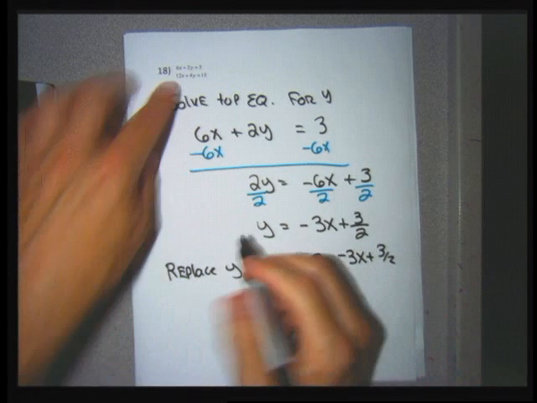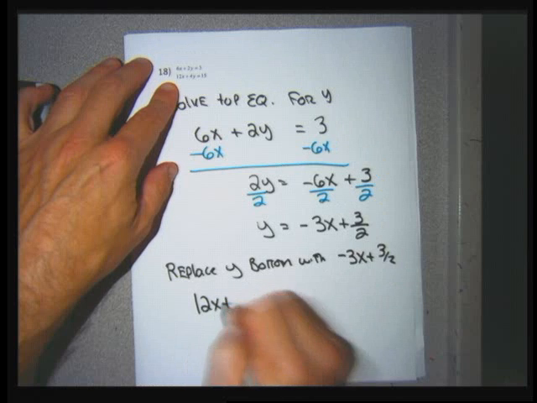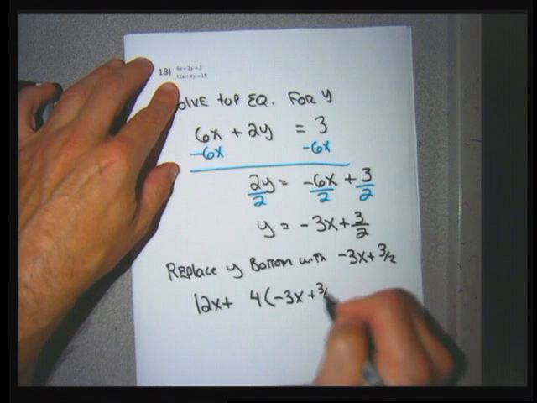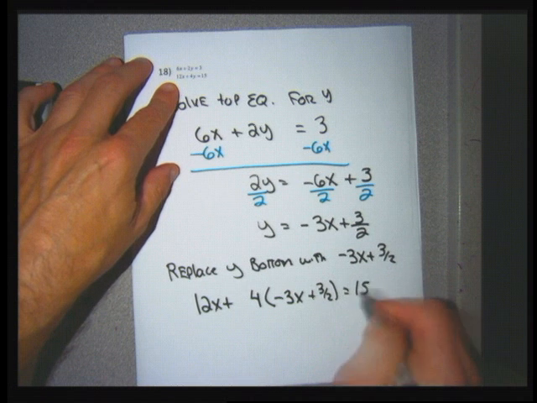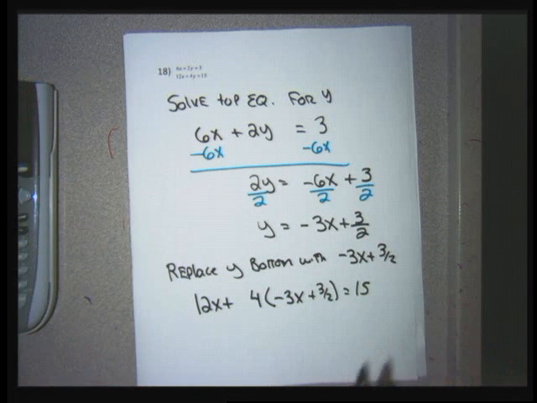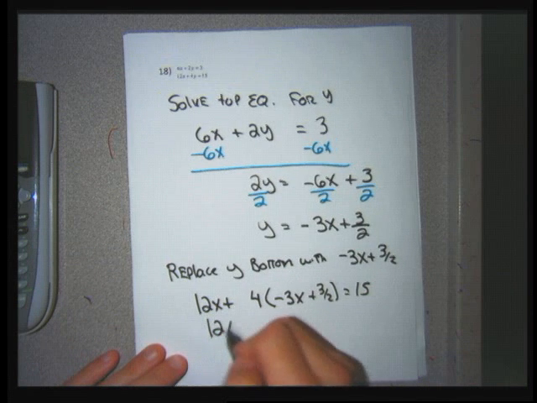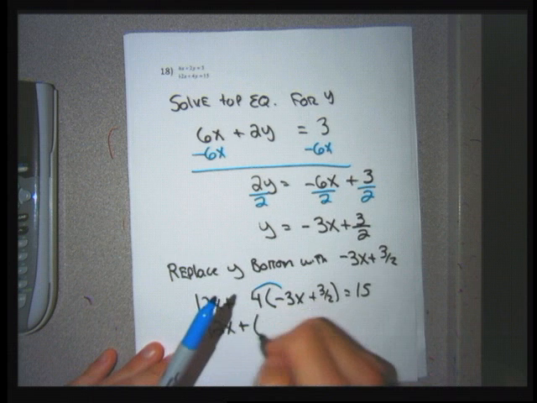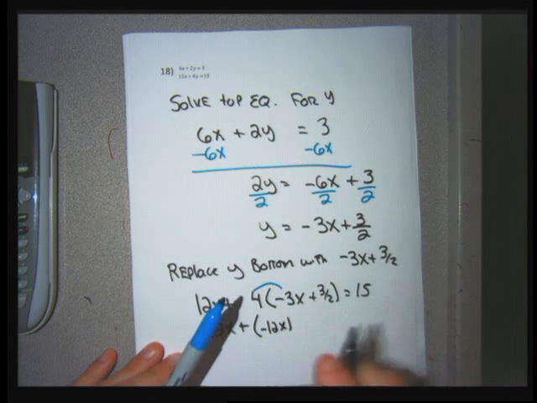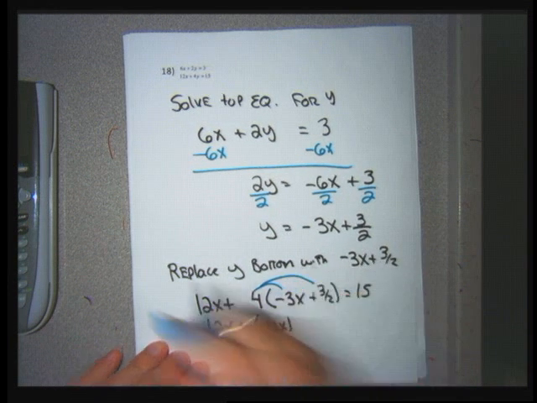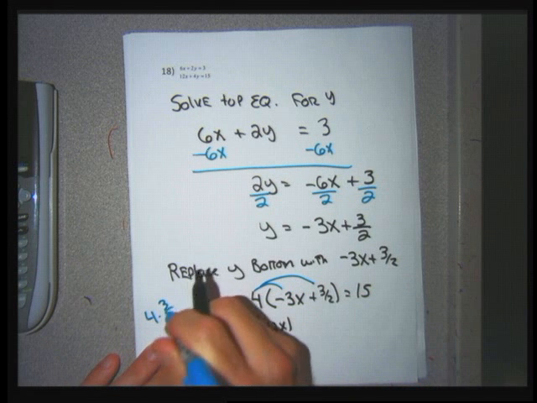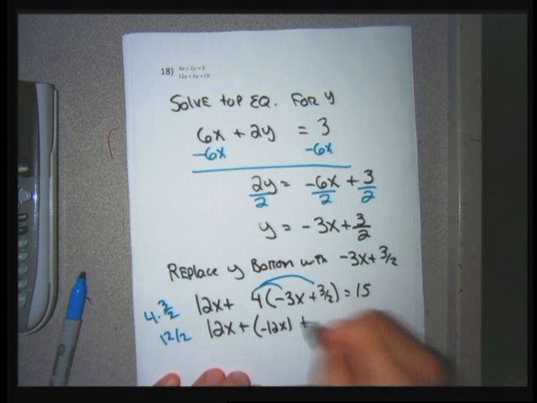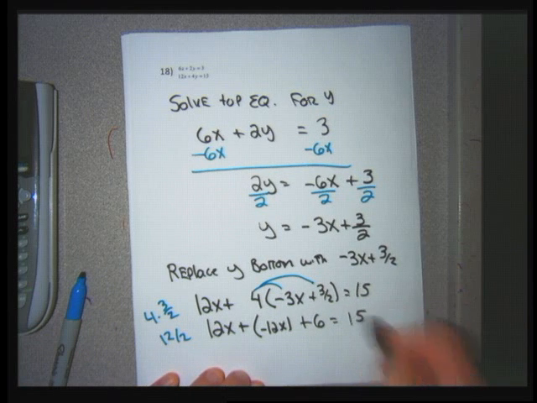So I'm going to go 12x plus 4 times negative 3x plus 3 halves equals 15. I'm going to clear the parentheses. So 12x plus, and then 4 times negative 3x is going to be negative 12x. And then 4 times 3 halves is 12 halves, and 12 halves is 6. So this is going to be plus 6 equals 15.